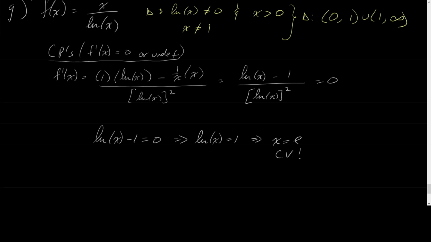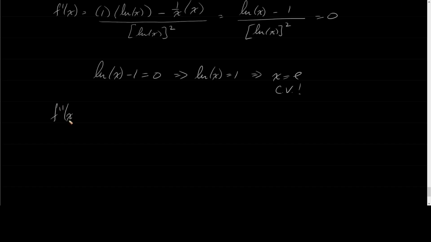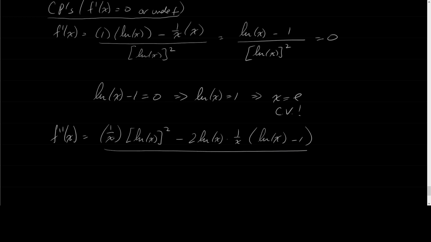All right, now, what do we need? Well, if we're going to be applying the second derivative test, we must find the second derivative. So f double prime of x, what would that be? Well, we've got a fraction, the derivative of the top, so that's going to give us 1 over x, times the bottom, ln of x squared, minus the derivative of the bottom, 2 ln of x times 1 over x, right? And that's from the chain rule, times the top, ln of x minus 1. All of this over the bottom, ln of x squared, squared.